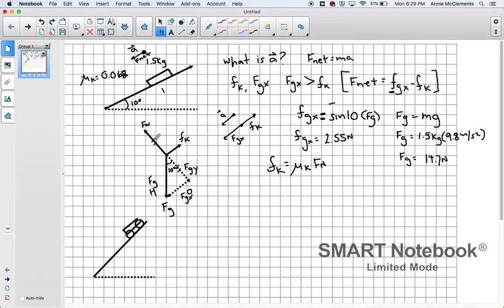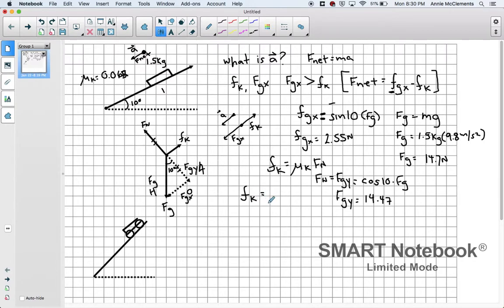Remember, Fn in our free body diagram equals Fgy, right? Since Fn equals Fgy, and using our trigonometry, this is the adjacent side, so it's going to equal the cosine of 10 times Fg, which we know to be 14.7. The cosine of 10 times 14.7 should be about 14.5, 14.47 to be exact. We plug that into our above equation.